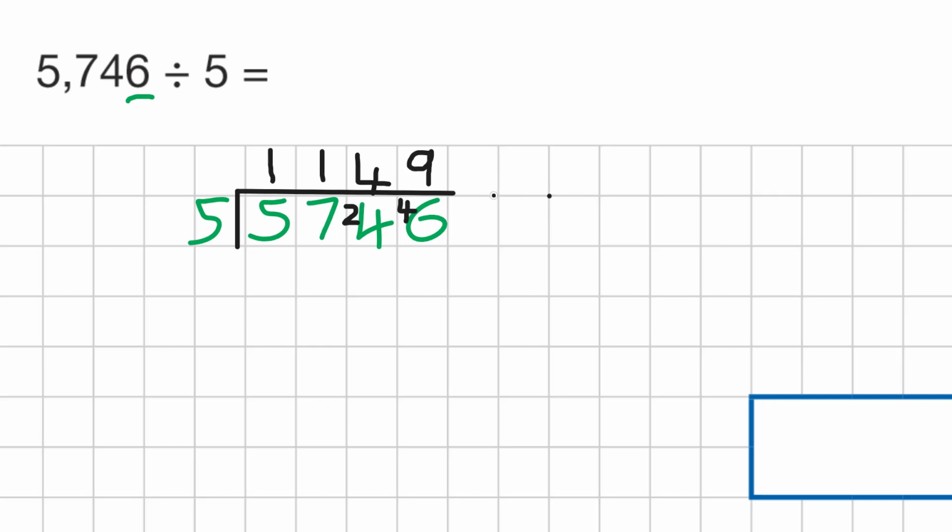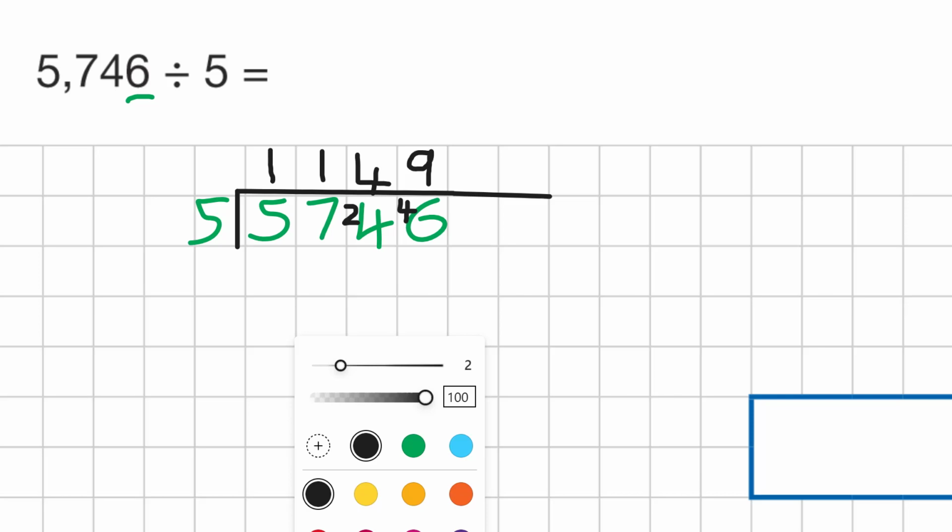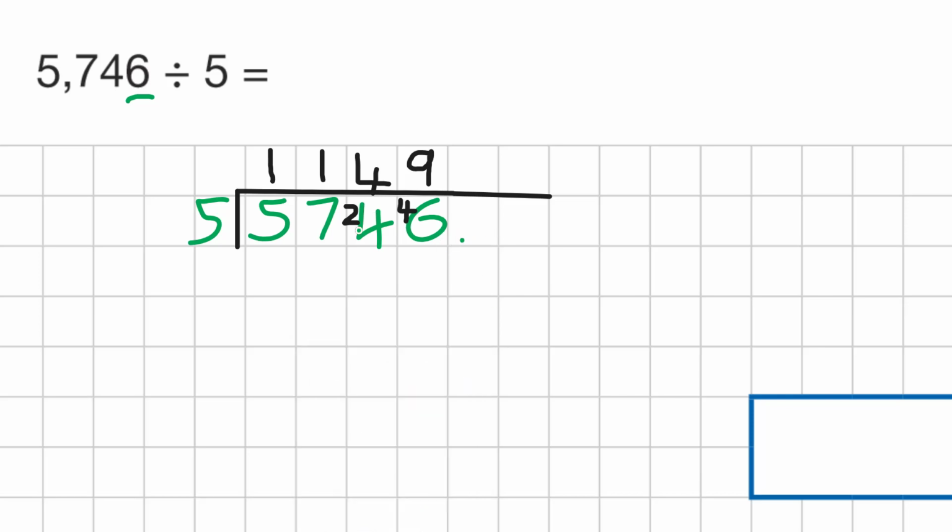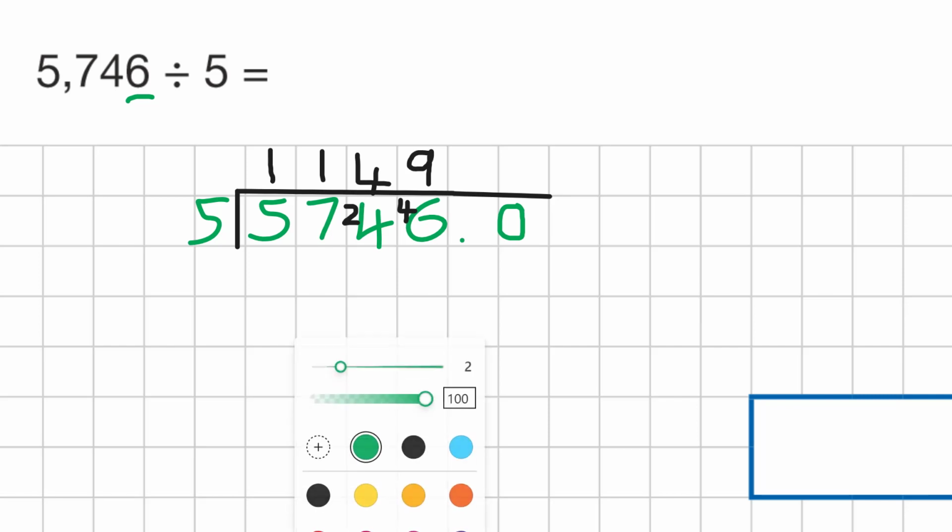So I'm going to extend this bus stop along the top. Now because I've got my remainder, I'm going to put a decimal into this 5,746. I'm going to make it 5,746.0. You can see the value doesn't change, does it? It's still the same number. But having that decimal means I've got somewhere to carry my remainder. So 5 times 9 is 45. So there's a difference of 1. There's a remainder of 1.